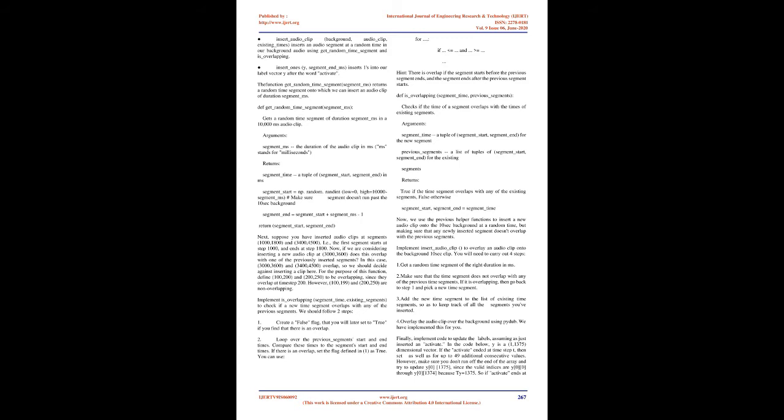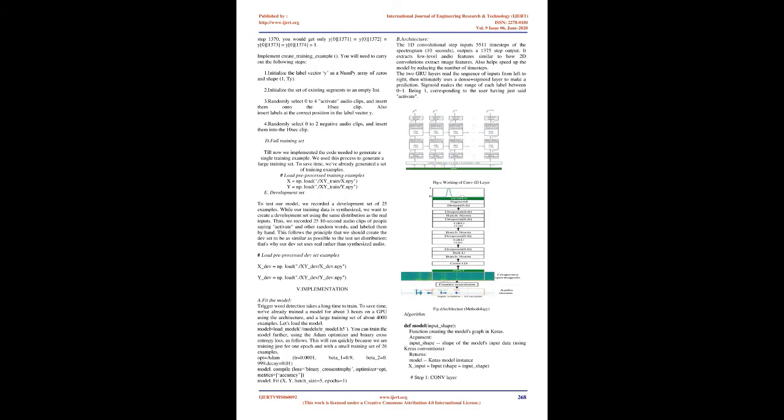Implement is_overlapping(segment_time, existing_segments) to check if a new time segment overlaps with any of the previous segments. We should follow two steps. 1. Create a false flag that you will later set to true if you find that there is an overlap. 2. Loop over the previous segments' start and end times. Compare these times to the segment's start and end times. If there is an overlap, set the flag defined in 1 as true. You can use this hint: there is an overlap if the segment starts before the previous segment ends, and the segment ends after the previous segment starts.